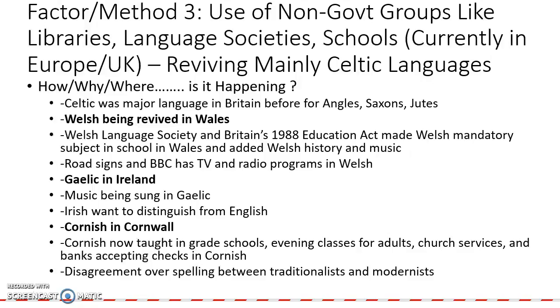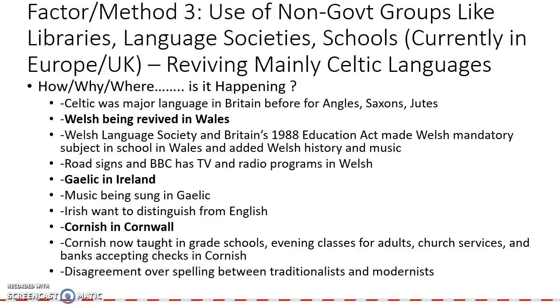Gaelic in Ireland, they're trying to use music that's being sung in Gaelic. The Irish really want to distinguish themselves from the English, so they're also teaching Gaelic in schools. And Cornish in Cornwall. Cornish is now taught in grade schools, evening classes for adults, church services, and banks are even beginning to accept cash checks in Cornish. But what often ends up happening whenever you're trying to revive what is already extinct is there's some disagreement over the spelling between the traditionalists and the modernists.